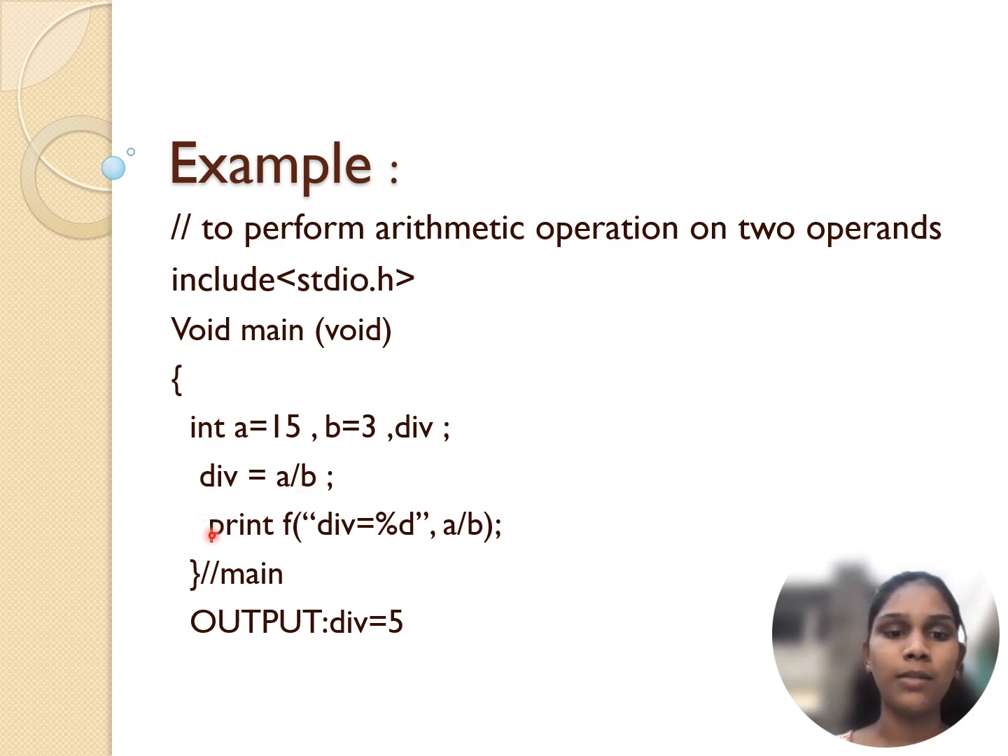The next statement will be printf, division is equals to percentile d comma a by b, and the main will close here and the output will be division is equals to 5.